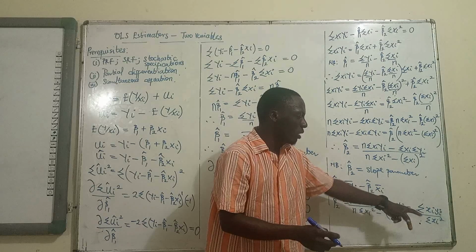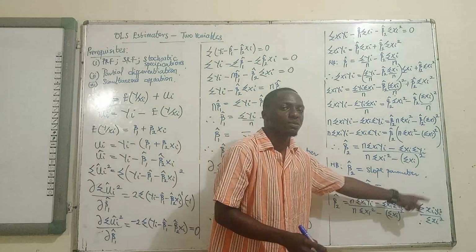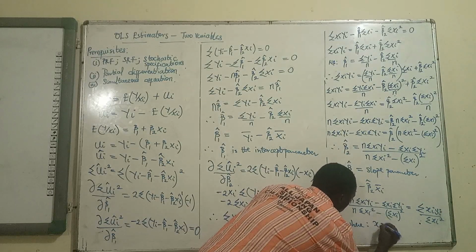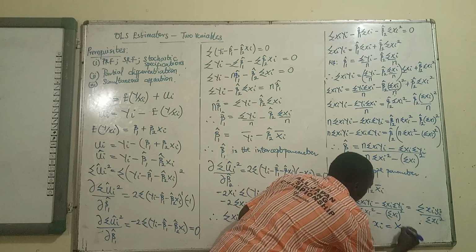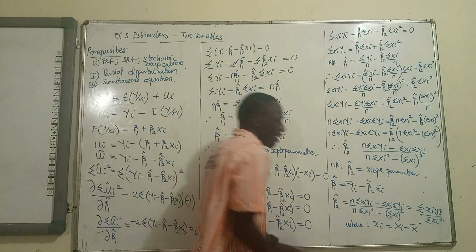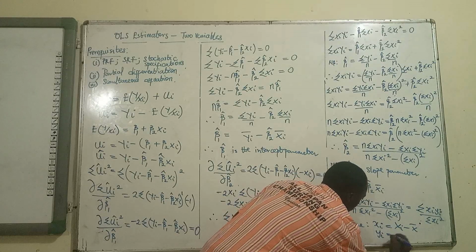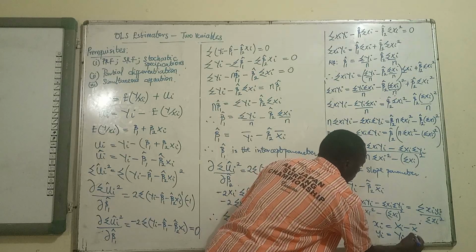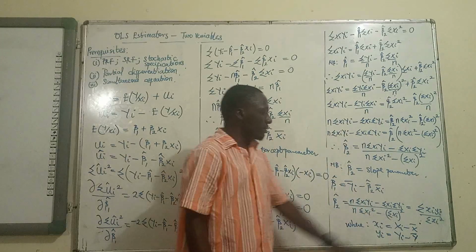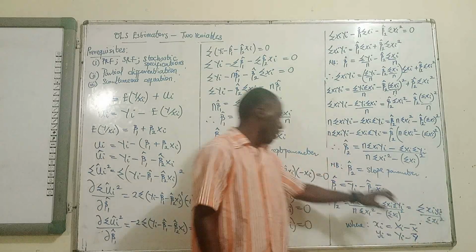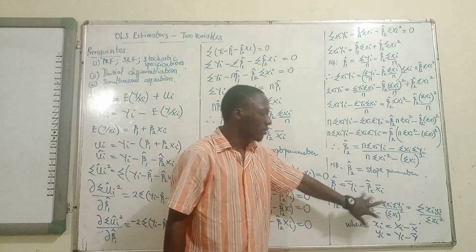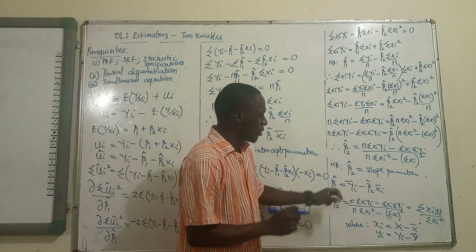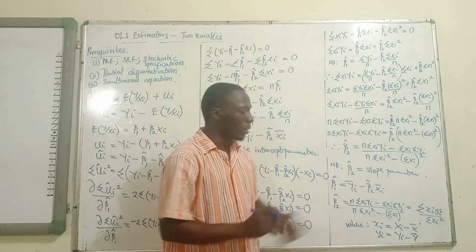Summation small xi small yi over summation small xi squared, where small xi is big Xi minus the mean of x, and small yi is big Yi minus the mean of y. So this is the deviation form of our slope parameter, and the other is the normal form of our slope parameter. We also have this as the form of the estimator of the intercept parameter, beta 1 cap.